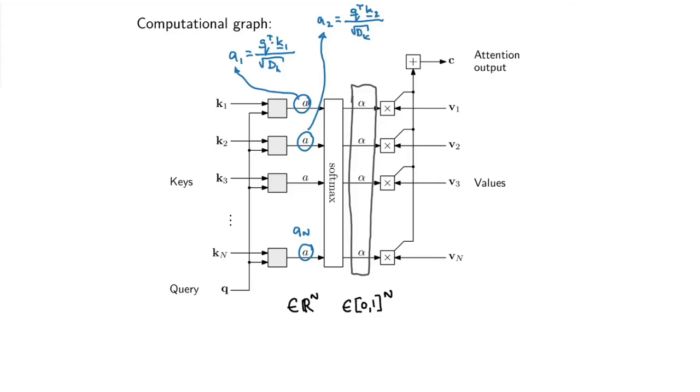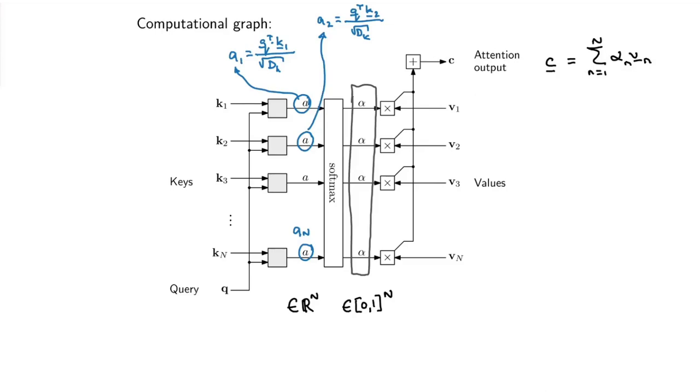And they all sum to 1. And then what we do is we take each of these, so we take alpha 1, multiply it with value 1, alpha 2, multiply that with value 2, alpha n, multiply that with value n, and then we just sum up all these weighted value vectors. So we get the attention output C, which is then just the sum of the weighted value vectors, with each of the value vectors weighted by its corresponding alpha value.